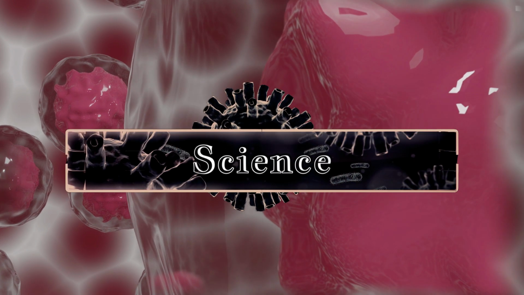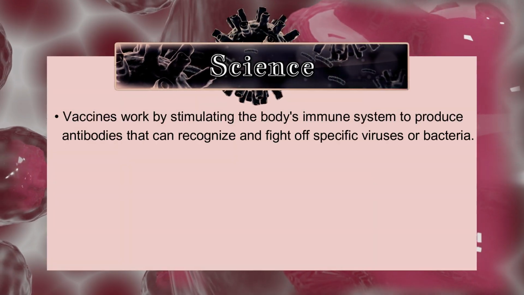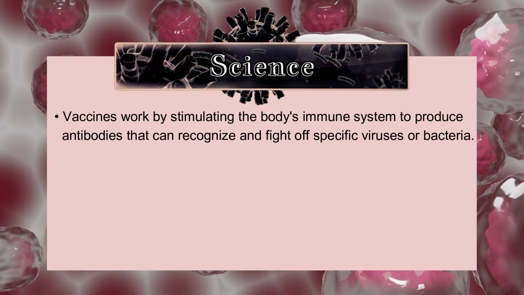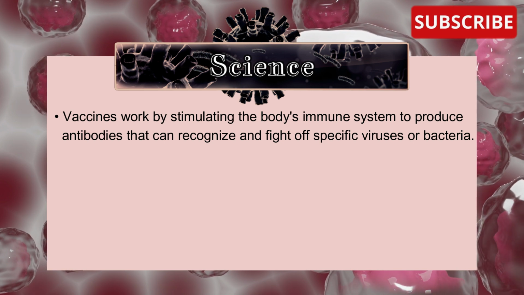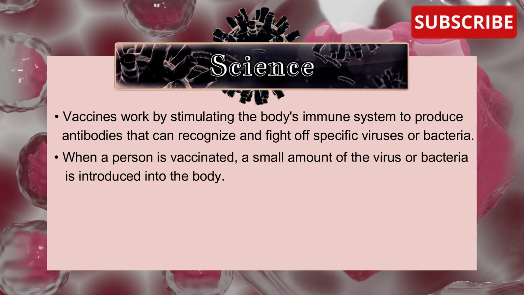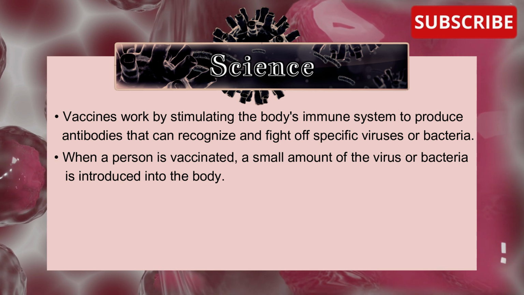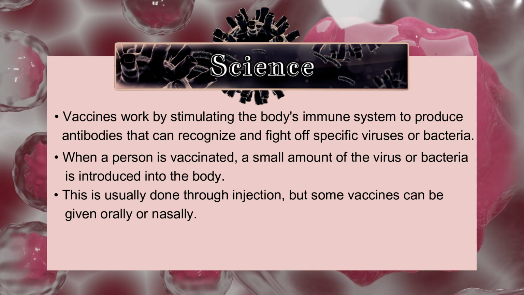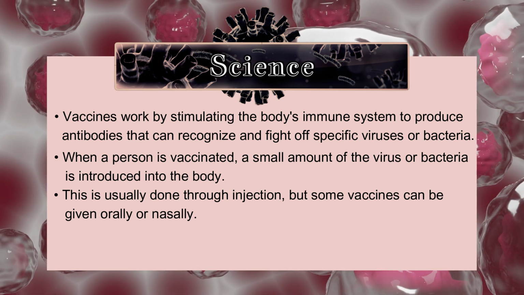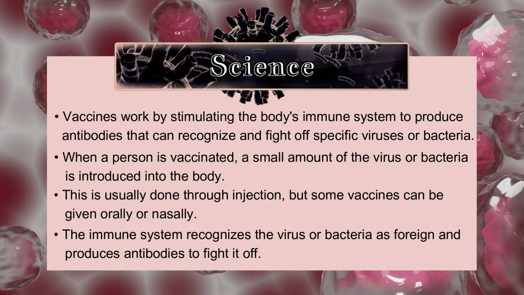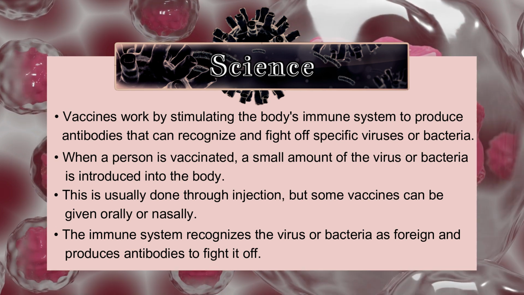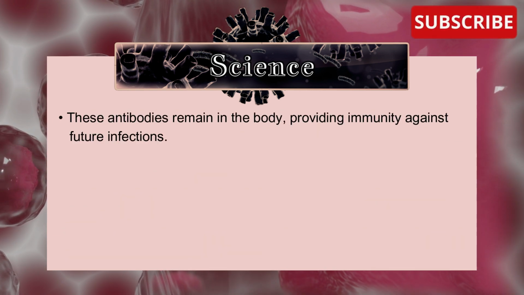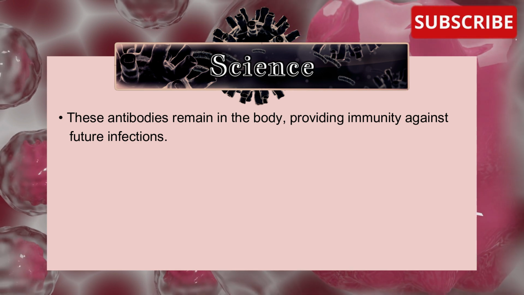The science of vaccines. Vaccines work by stimulating the body's immune system to produce antibodies that can recognize and fight off specific viruses or bacteria. When a person is vaccinated, a small amount of virus or bacteria is introduced into the body. This is usually done through injection, but some vaccines can also be given orally or nasally. The immune system recognizes the virus or bacteria as foreign and produces antibodies to fight it off. These antibodies remain in the body, providing immunity against future infections.